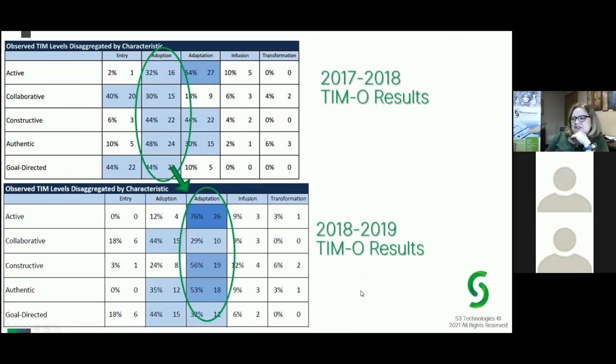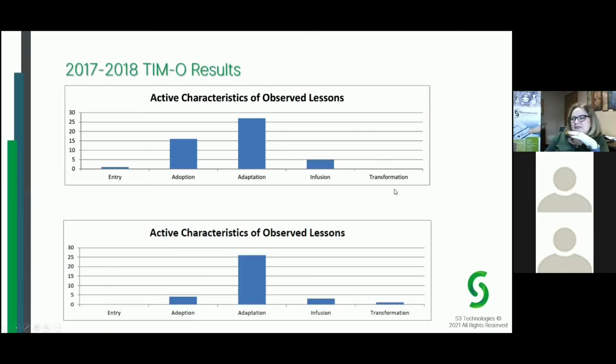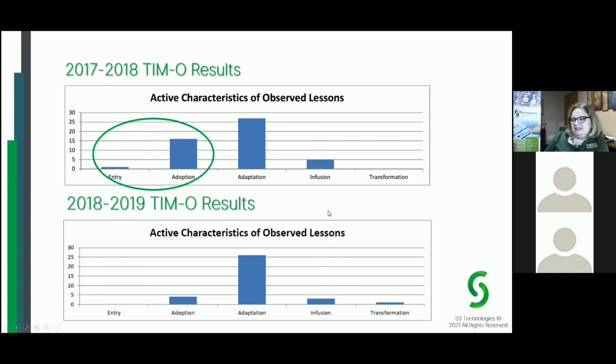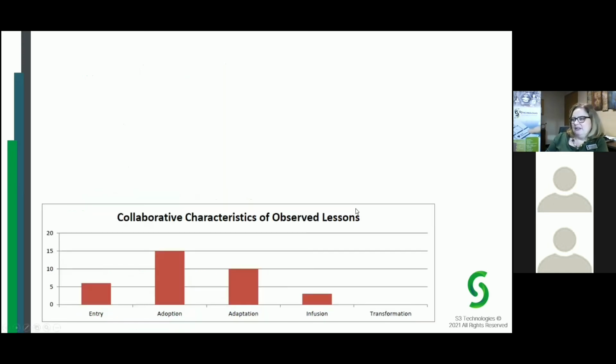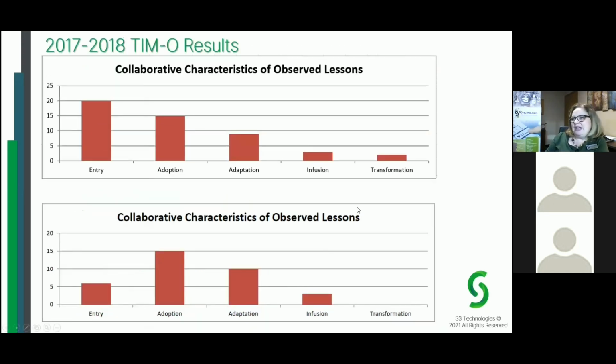So we showed them this, and then we can further drill down by the different characteristics. This is active, so we can see where we are on active. They're doing much better. The kids are active. The kids are the ones doing the technology. So that's good. We aren't seeing entry levels, where it's more the teachers doing the action, and we saw a drop even in adoption. So that's good. And then we have collaborative.